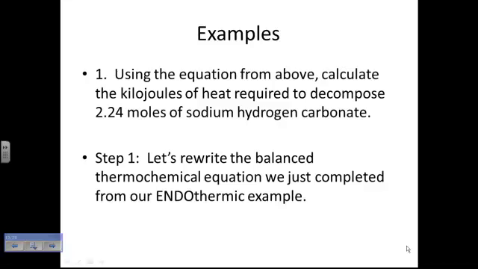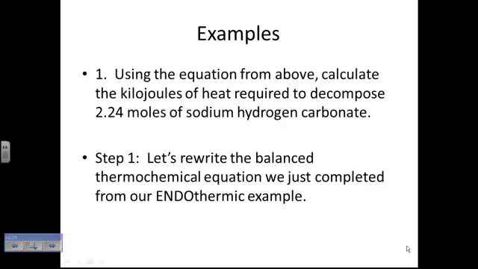We've turned our paper to page 6 in the notepack, and we see a series of examples we're going to work through together. Let me read for us number 1. Please follow along. Using the equation from above, calculate the kilojoules of heat required to decompose 2.24 moles of sodium hydrogen carbonate.